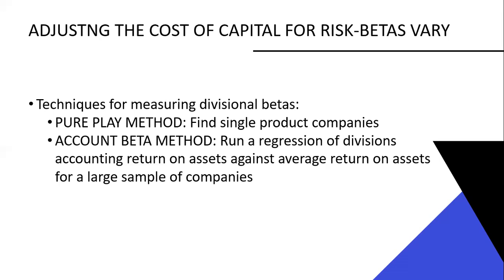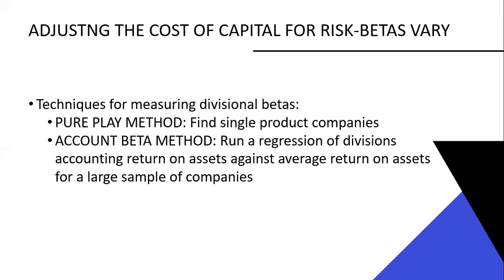So there are two methods to do this. Number one is the pure play method, and you find a similar single product company. So let's say you are planning to grow your agricultural business, maybe the pesticide business, then you would look at a company that is just making pesticides, and you'd be able to look at their betas to get an idea.